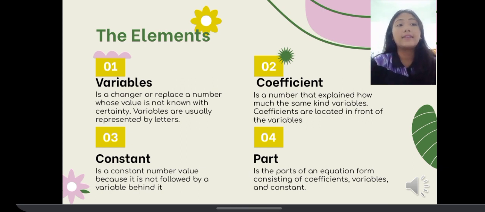The second thing is coefficient. A coefficient is a number that explains how many of the same kind of variables there are, and coefficients are located in front of the variables. The third thing is constant. A constant is a fixed number value because it is not followed by a variable behind it. So basically a constant is an exact number such as 1, 2, 3, etc. And the last thing is term. A term is a part of an equation consisting of coefficients, variables, and constants.